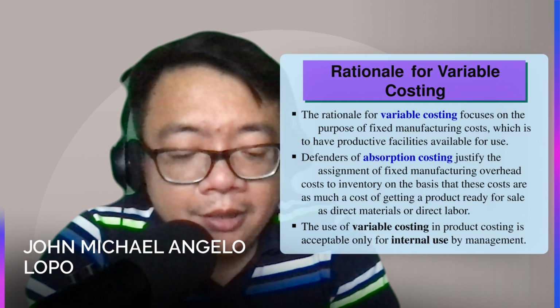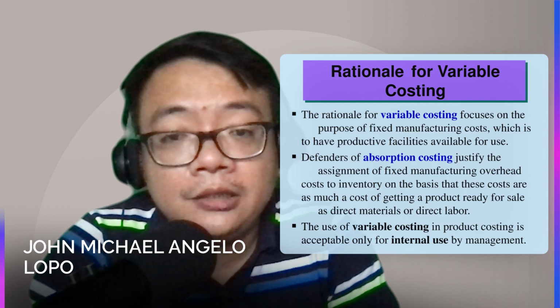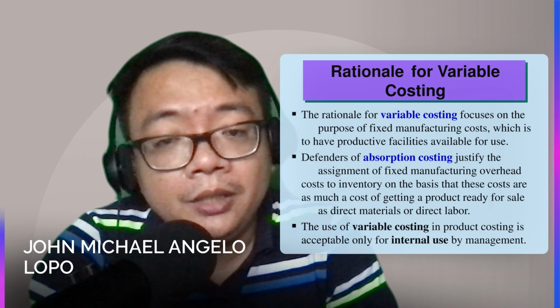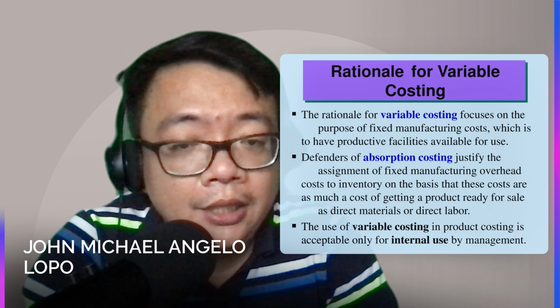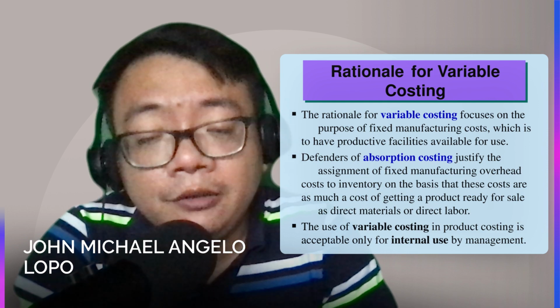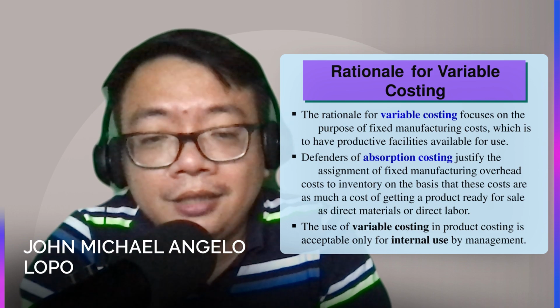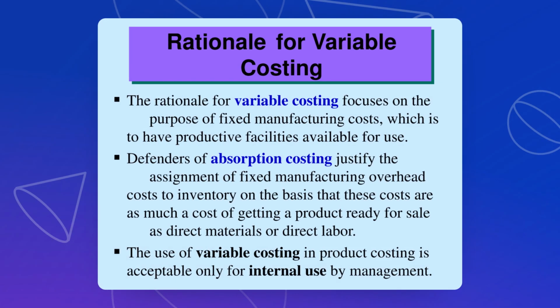In layman's term, class, sabi ng variable costing, hindi kailangan ang fixed manufacturing cost because in terms of the productive facility daw, parang lagi nang mayroong variable cost, fixed manufacturing overhead. Pero sabi naman ng absorption costing, kailangan natin kasama lahat, including the fixed manufacturing overhead. Kasi kung walang fixed manufacturing overhead, sa tingin mo bubuo ang product. That's why, please take note of the last bullet. The use of the variable costing in product costing is acceptable only for internal use only.